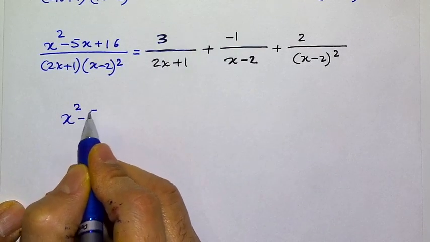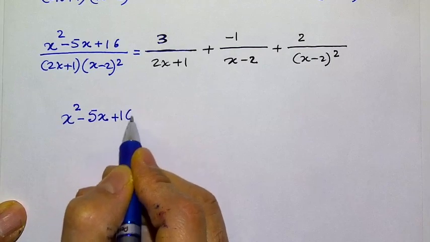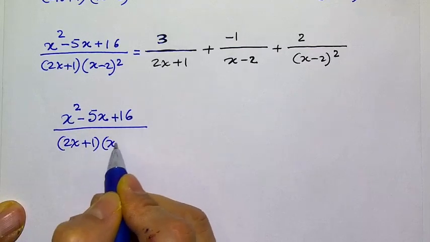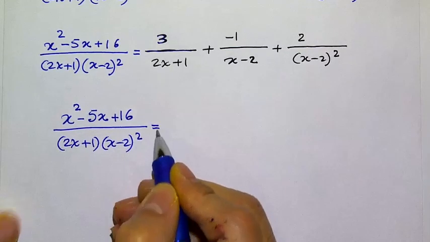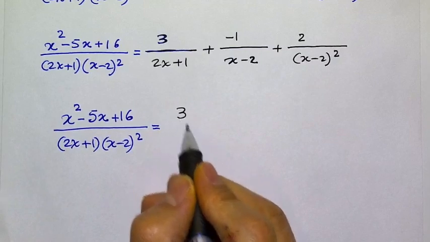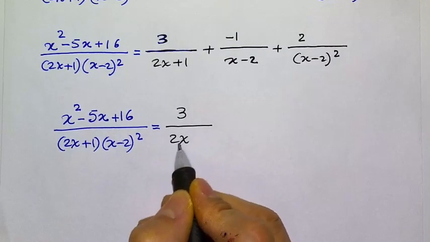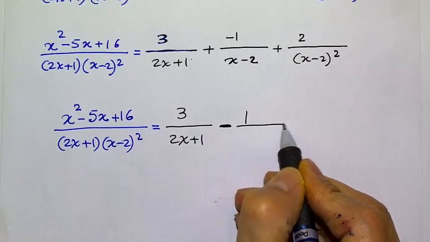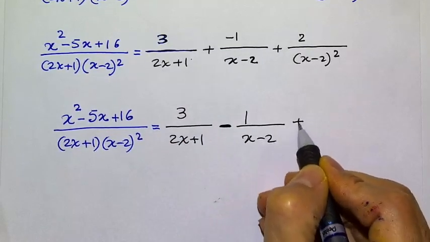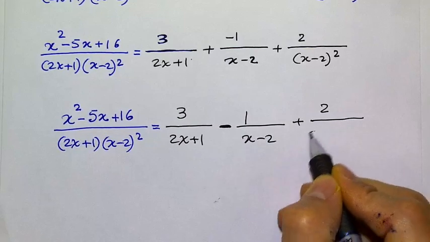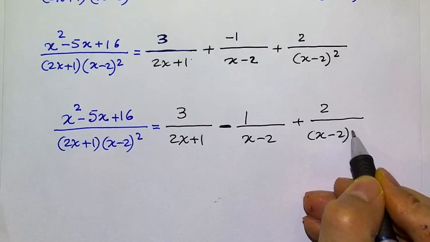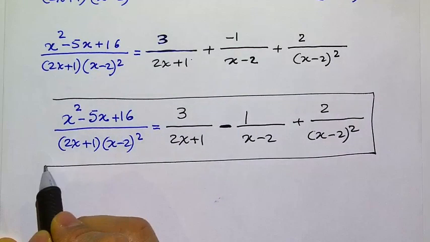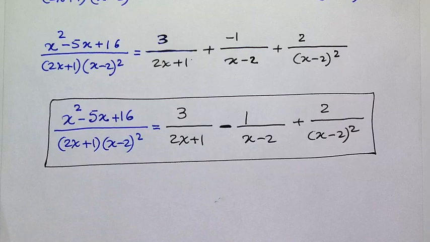So we have x squared minus 5x plus 16 divided by 2x plus 1 times x minus 2 squared equals 3 over 2x plus 1 minus 1 over x minus 2 plus 2 divided by x minus 2 squared. So there we go. We have achieved what we set out to do.